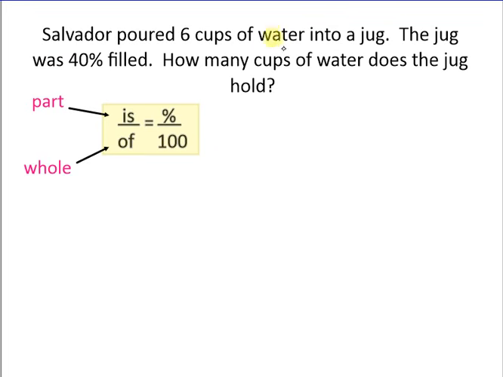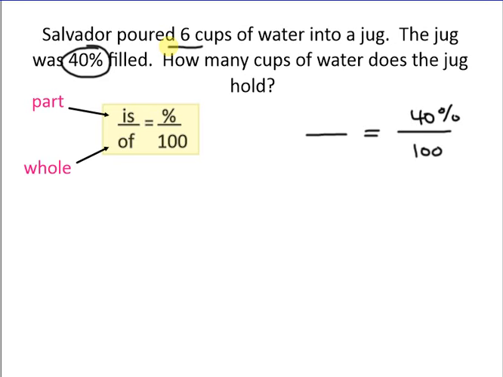Salvador poured 6 cups of water into a jug. The jug was 40% filled. How many cups of water does the jug hold? Okay, so what I'm going to do is set up a blank proportion. I'm going to put my freebie, 100. Now, we know that we have a percent in the problem, 40%. And then we have this number 6 here.